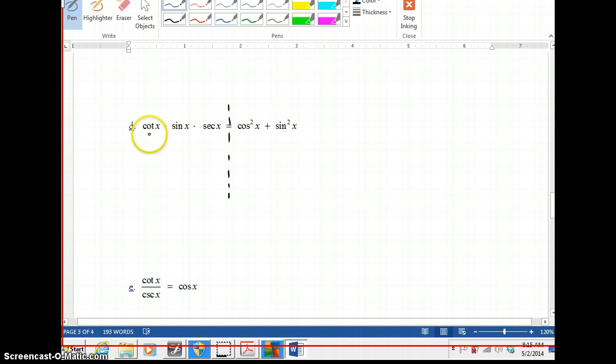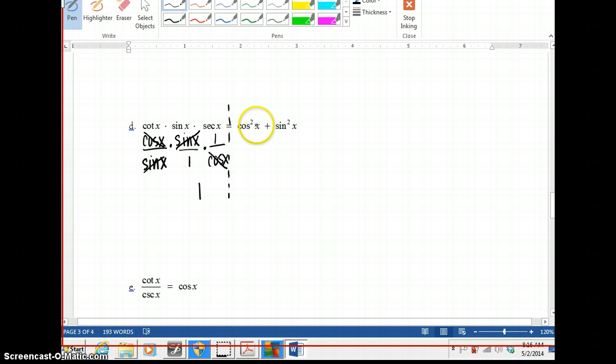Okay. Cotangent, I'm going to rewrite that as cosine of x divided by sine of x. It's a reciprocal of the tangent function. Sine of x can't be rewritten any further. I'm just going to put that over 1. And then secant is the reciprocal of the cosine function. So when I look at this, I'm multiplying sine on the top, sine on the bottom, cosine on the top, cosine on the bottom. So what am I left with? 1 on the left-hand side.